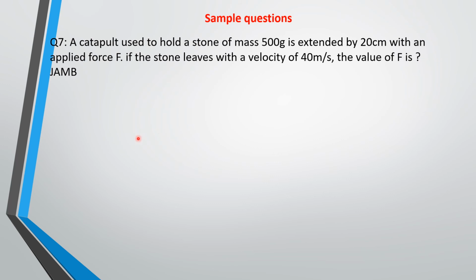Alright, this one says that a catapult used to hold a stone of mass 500 grams is extended by 20 centimeters with an applied force F. If the stone leaves with a velocity of 40 meters per second, the value of F is what? This is a JAMB question. Okay, so what you should know is that the work done in projecting the stone from the catapult is equal to the kinetic energy gained by the stone.